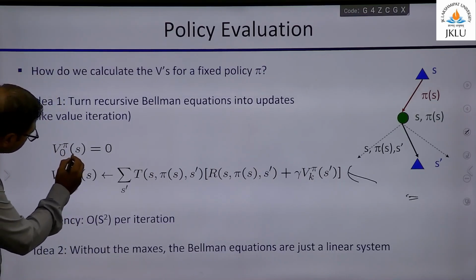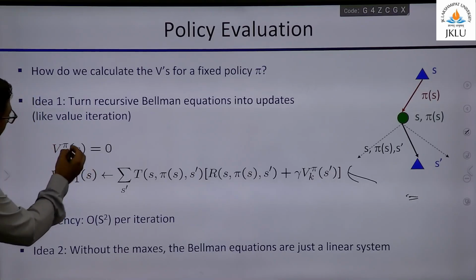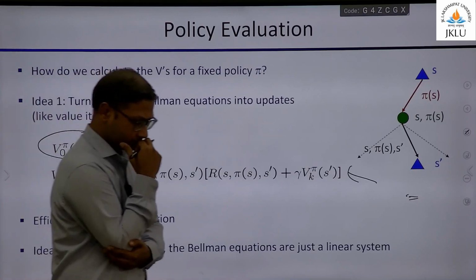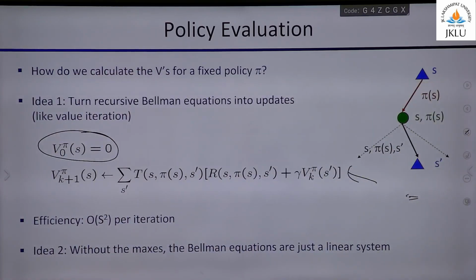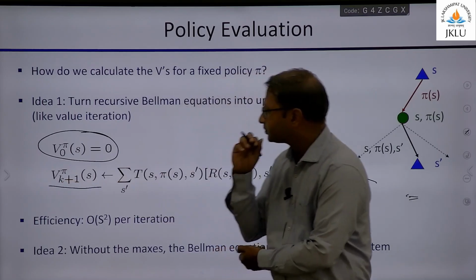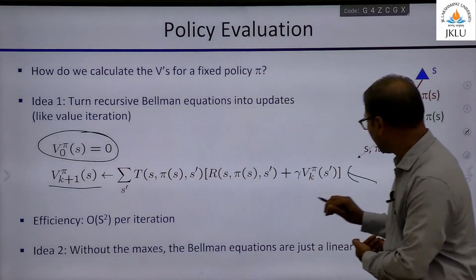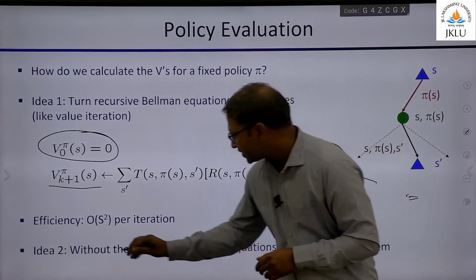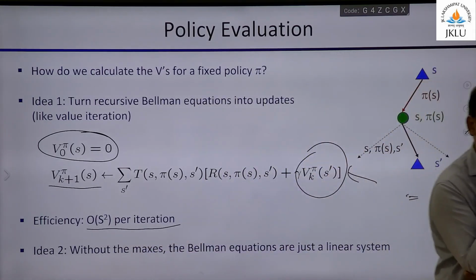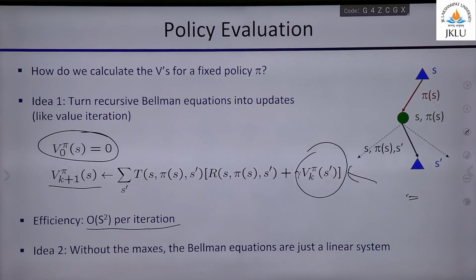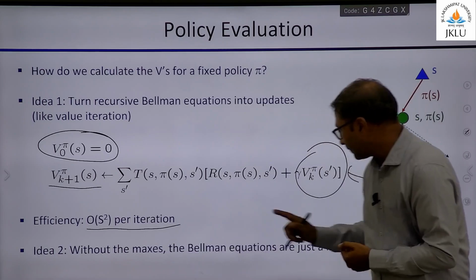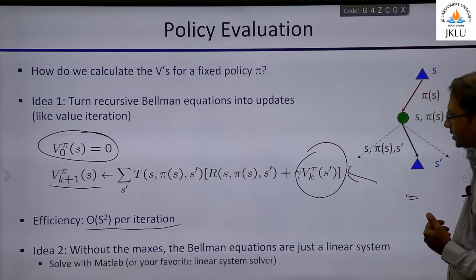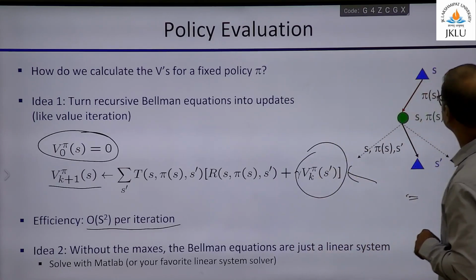And you are writing, why is this guy 0? So deep down in the tree, the discounted values are 0. What about this guy? You are writing this in terms of this, that's it. Same as the Bellman equation, now no maxes. Efficiency is order S square per iteration. Earlier it was S square A, and now it is just S square. Without the maxes, the Bellman equations are just linear equations, so you can solve them with whatever method you like.